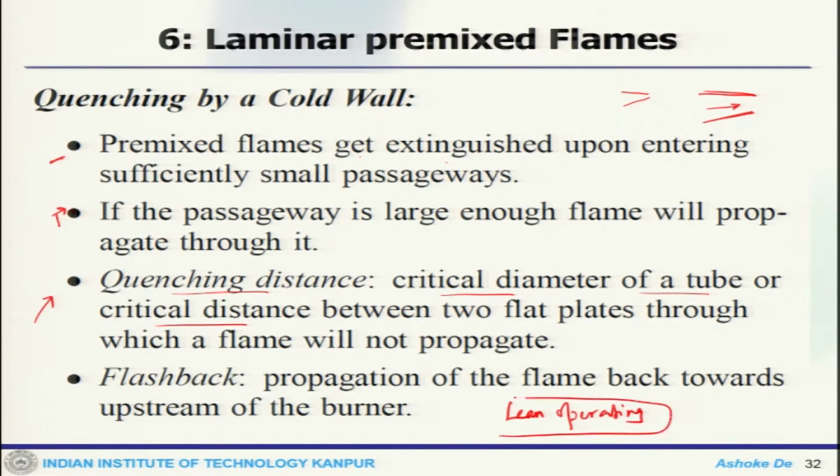Now, this is called flashback. What it means is that if this is my schematic, this is my combustion chamber and this is my upstream mixture, fuel plus air, which is coming in. The flame is supposed to be here within the combustion chamber. Because of some level of uncertainties or changing operating conditions at the upstream, this flame will propagate upstream and may sit in the upstream block.